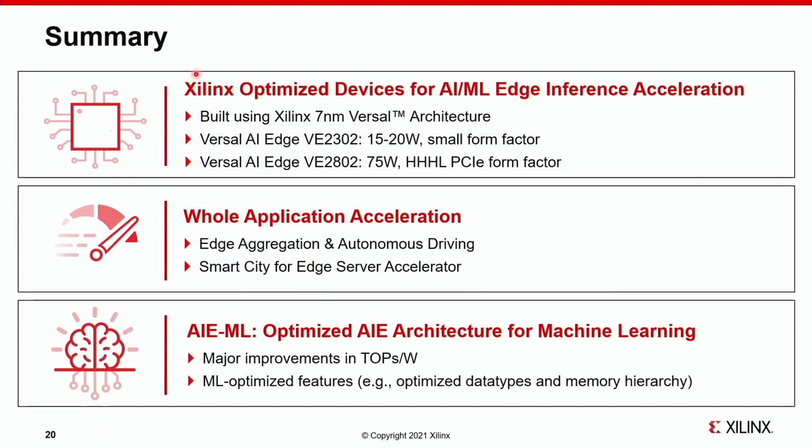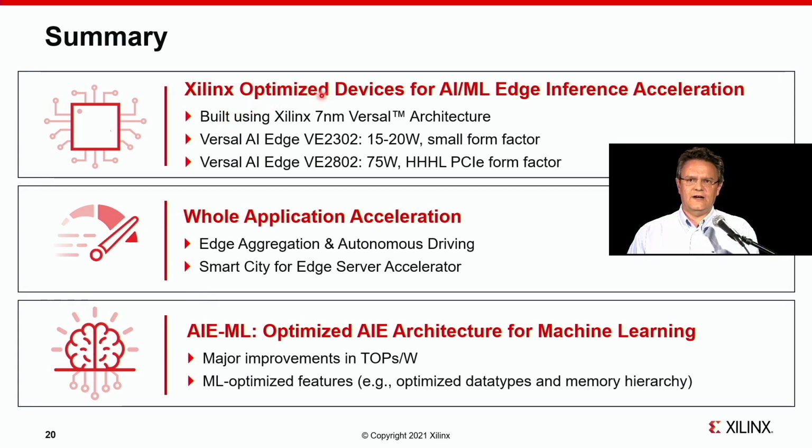Just to wrap up this talk as a summary, let me emphasize the key 3 points that I wanted you to remember out of this talk. The first one is the two devices that Xilinx has introduced as part of the Versal AI Edge family. This is based on the 7-nanometer Versal architecture. There is a low-end device targeting a small form factor, somewhere between 15 to 20 watts, and there is a mid-range device targeting the half-height, half-length PCIe form factor of 75 watts.